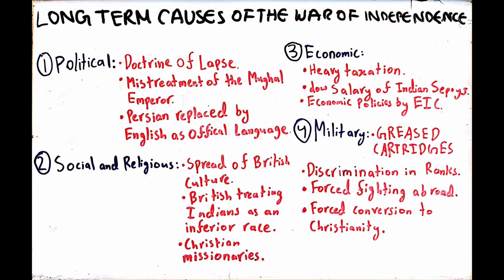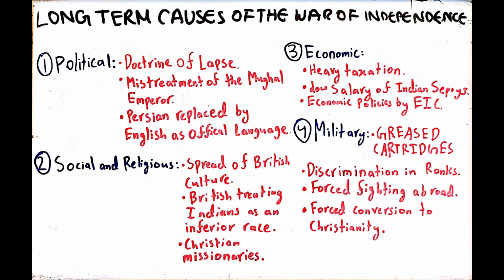Point number 2 would be about the low salary of the Indian sepoys. Basically, the Indian soldiers were being paid less compared to the British soldiers. They didn't like that. Another point to the War of Independence.